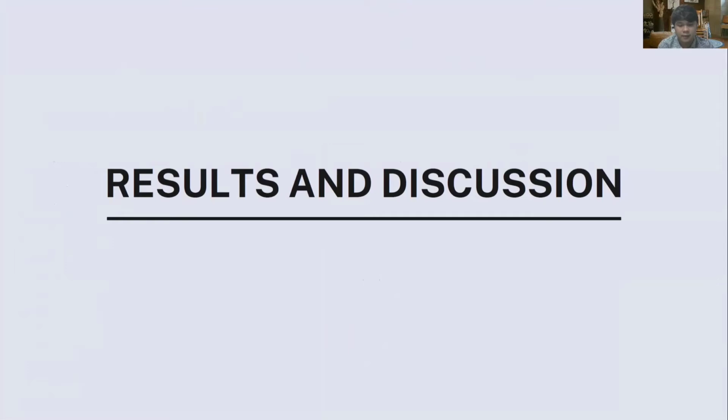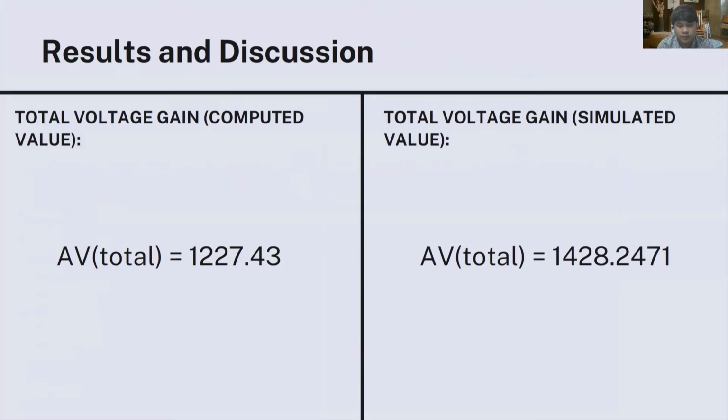One of the requirements for a two-stage amplifier is to have a voltage gain of at least 300 or more. For our proposed circuit, it produced a total voltage gain of 1428.2471 during the LTSpice simulation. Meanwhile, we computed a total voltage gain of 1227.423 for our manual computation.